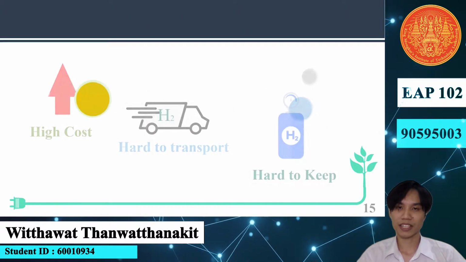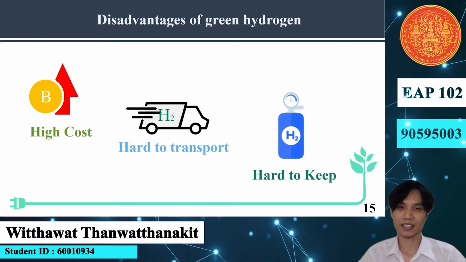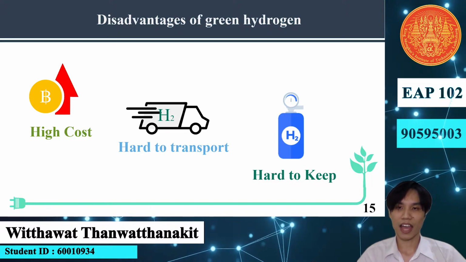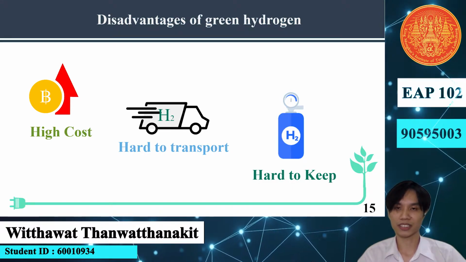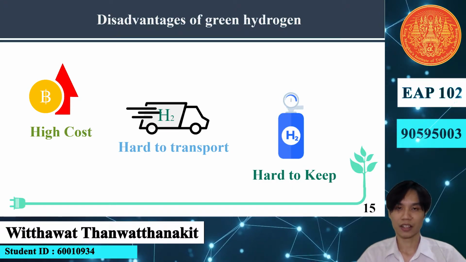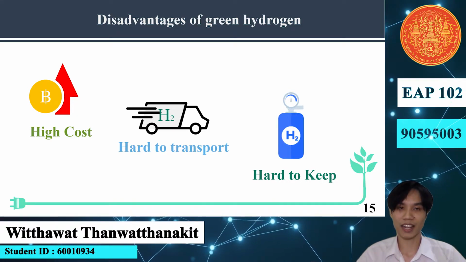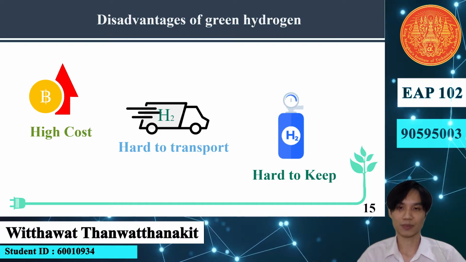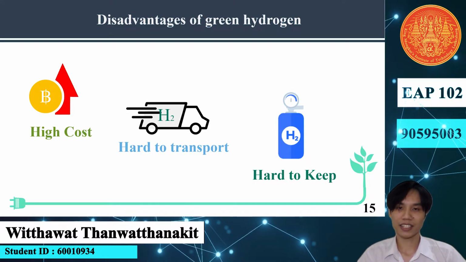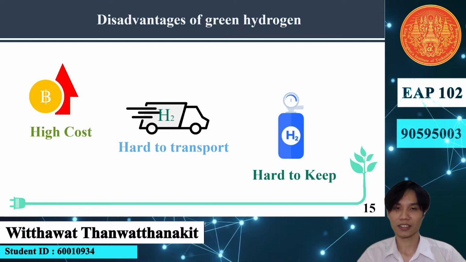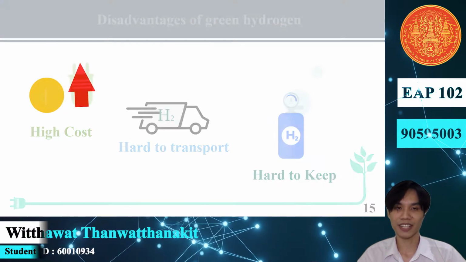The disadvantage of hydrogen is currently the high production cost, and due to their small size, lightweight, and corrosion property, they are difficult to store and transport. Now, this topic has finished. The next topic will be battery.